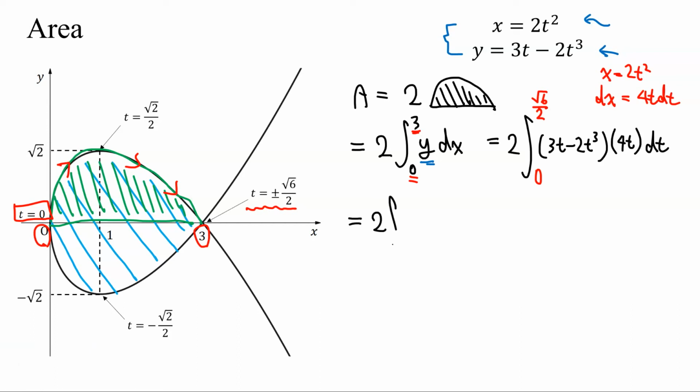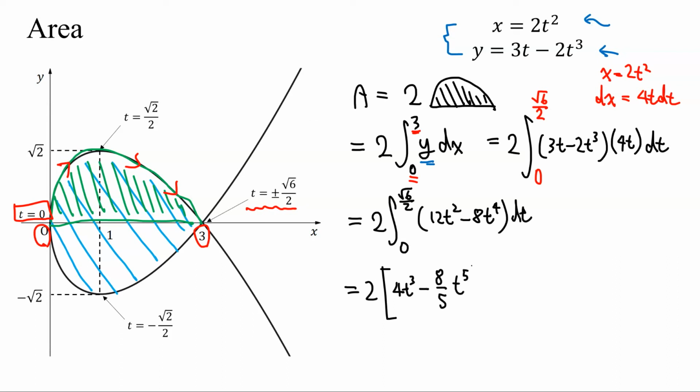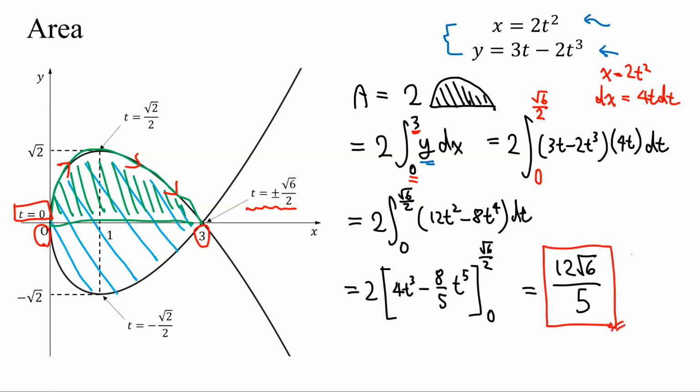So we have 2 times the integral from 0 to square root of 6 over 2 of 12t squared minus 8t to the power of 4 dt. So 2 times, if we integrate, we have 4t cubed minus 8 over 5 t to the power of 5, from 0 to square root of 6 over 2. And if we calculate this, we obtain 12 square root of 6 over 5. And this is the entire area enclosed by the curve.